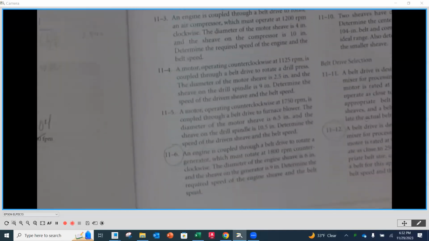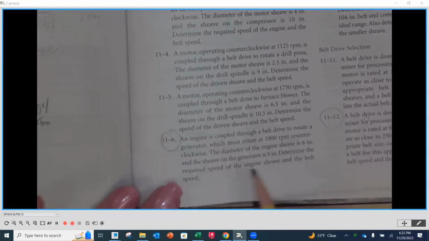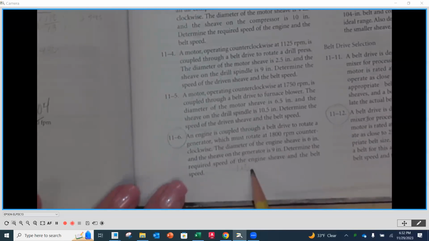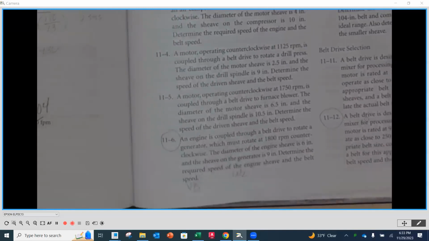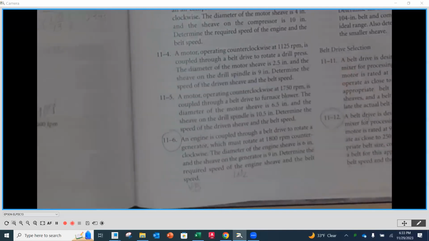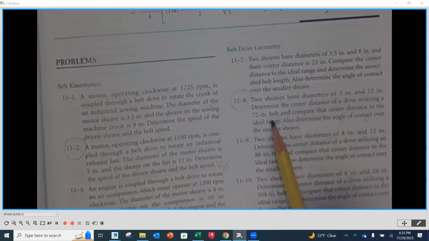Number 6, I think, is a very similar problem. Rotates at diameter, determine the required speed. That's going to be a W2 again. And then the belt speed is going to be a VB again. Okay, so same problem, different numbers. Number 11.8. Two sheaves have a diameter of 5 and 12. Determine the center distance of a drive utilizing a 72-inch belt and compare the center distance to the ideal range.